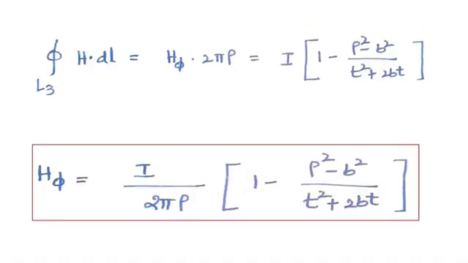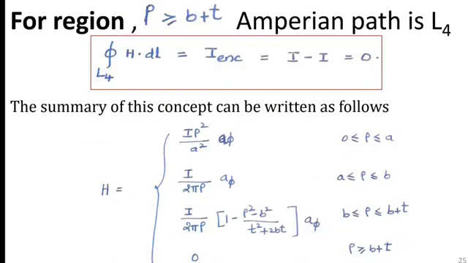In this way, for four different categories we can find the magnetic field produced. The last region is rho greater than b plus t, and the Amperian path is L4. So the closed integral over L4 of H dot dl is equal to I enclosed, that is the total current moving, which is I, and the current moving in the outer conductor is minus I. So I minus I is equal to 0.